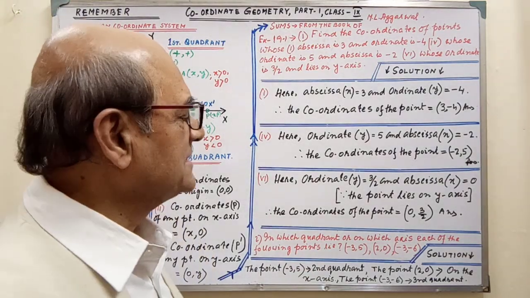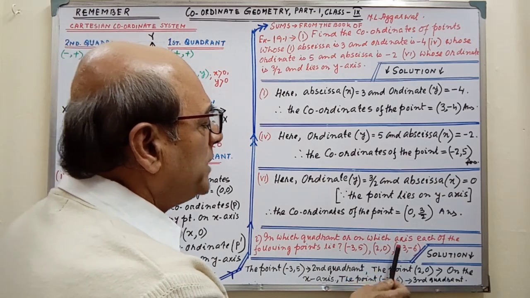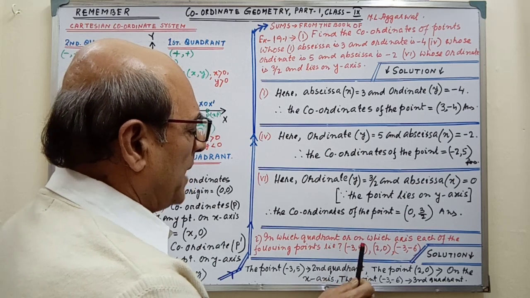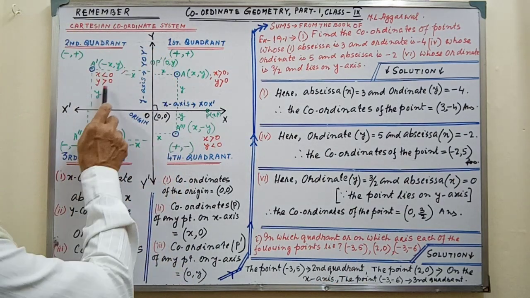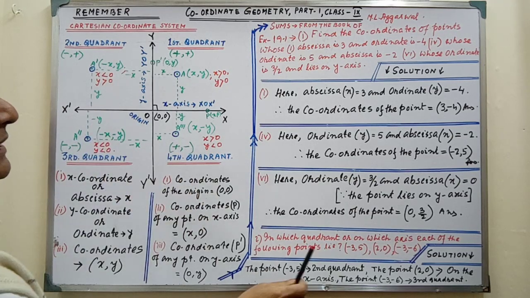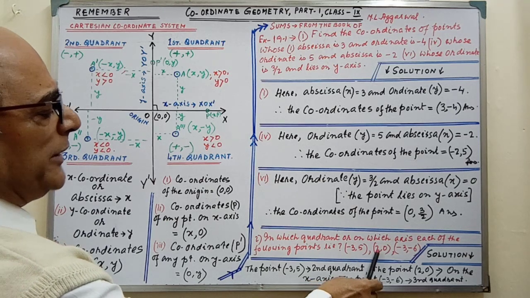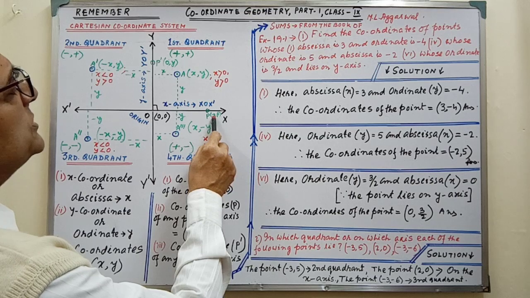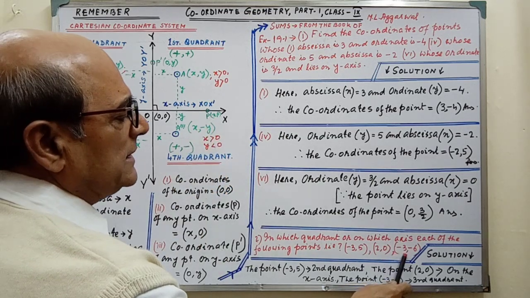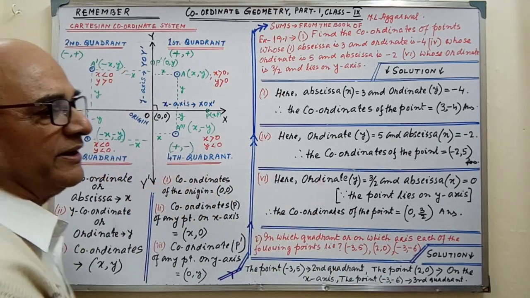Next, another type of sum, in which quadrant or on which axis each of the following points lie. That is minus 3, 5. Minus 3, 5, that is minus, plus, the second quadrant. Easily, by looking at the coordinates, we will understand the quadrant. And 2, 0, that means x, 0, the point lies on the x axis. And minus 3, minus 6: both are minus, that is the third quadrant.